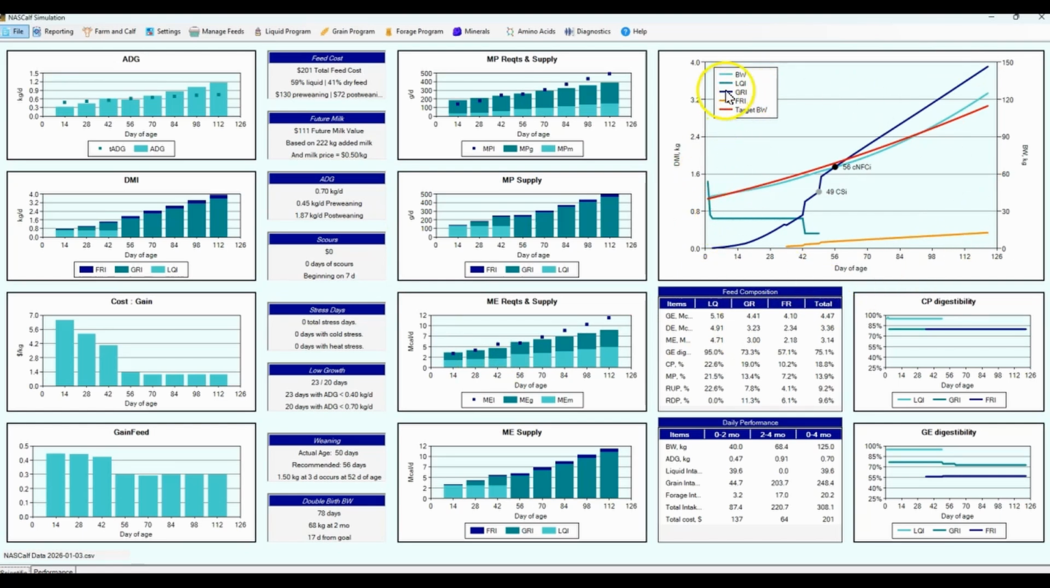We see colostrum fed on day 1, followed by milk replacer until just before weaning. Grain intake increases rapidly as calves approach weaning, reaching about 800 grams per day by day 42. Forage intake begins on day 35 and represents about 8% of total dry feed intake. Body weight is shown alongside the target body weight curve, making it easy to see when calves are meeting or falling short of their growth targets.